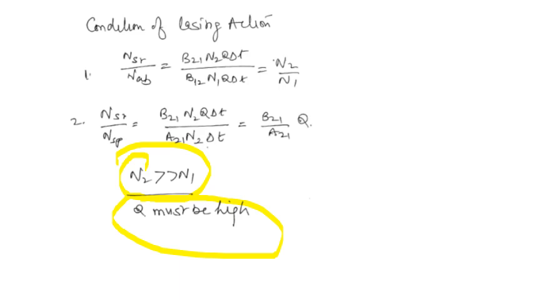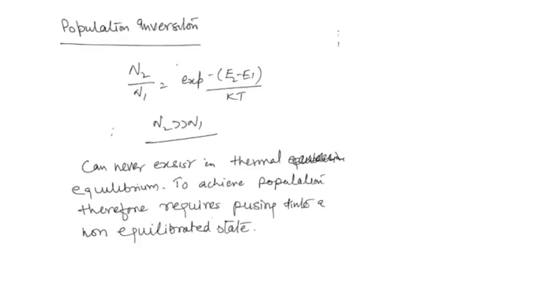The first condition looks like a simple condition, but the condition is very atypical. Normally, N1 is more populated than N2. Atoms want to live in the ground state. But here the requirement is that the excited state should have more electrons than the ground state. Achievement of the first condition is called population inversion.